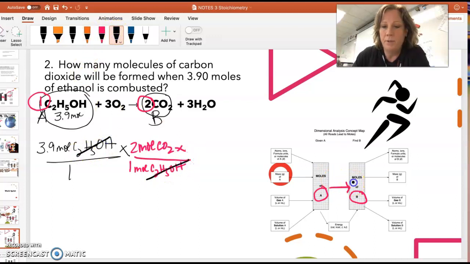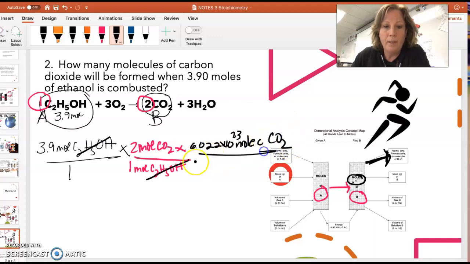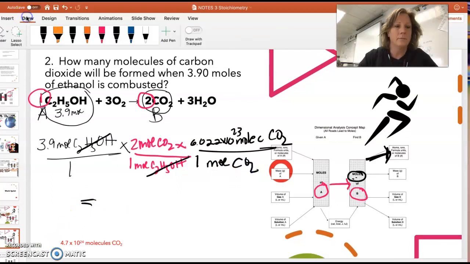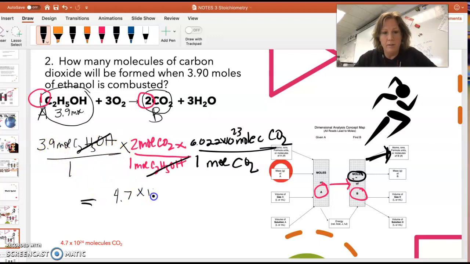So I'm in moles of CO2 right here, and they want me to go to molecules, so I get to use Avogadro. I've been missing Avogadro. Haven't used him lately. So 6.022 times 10 to the 23rd molecules of CO2 in 1 mole of CO2. When I calculate this with two sig figs, I'm going to get 4.7 times 10 to the 24 molecules of carbon dioxide.